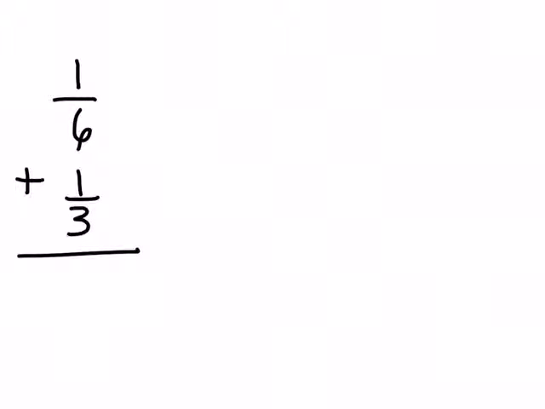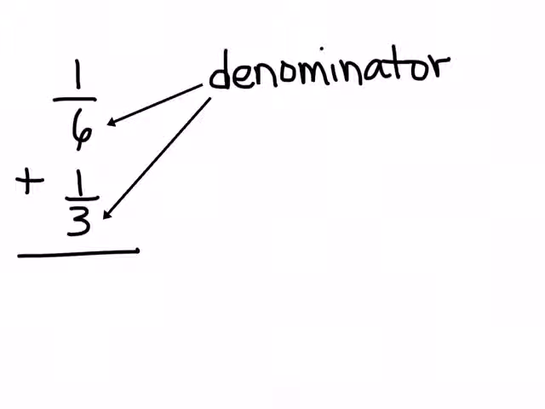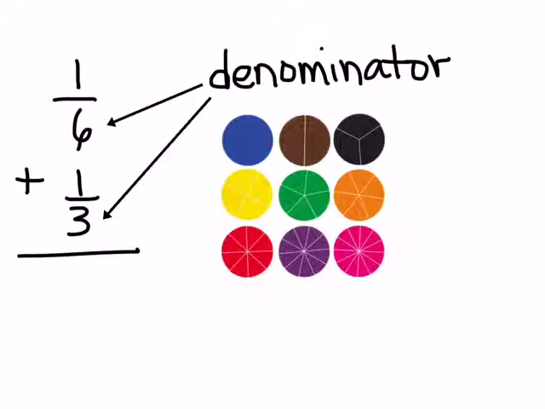Today I'm going to show you how to add two fractions with an unlike denominator. You remember what a denominator is. It's the bottom number on a fraction. The denominator tells how many parts are in the whole. You can see that in this diagram.